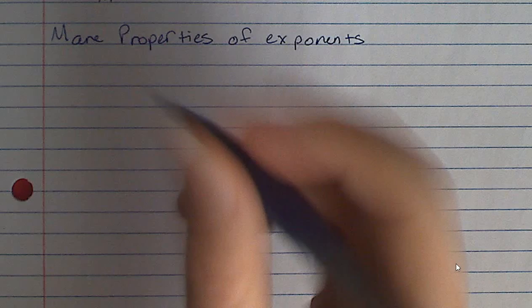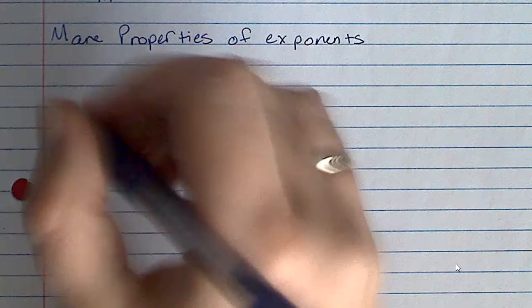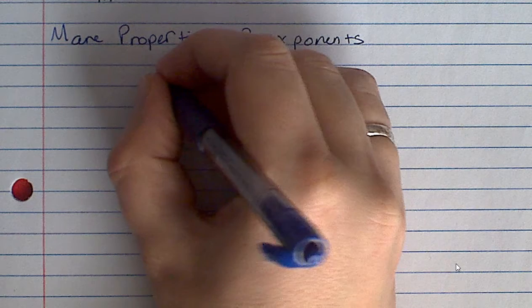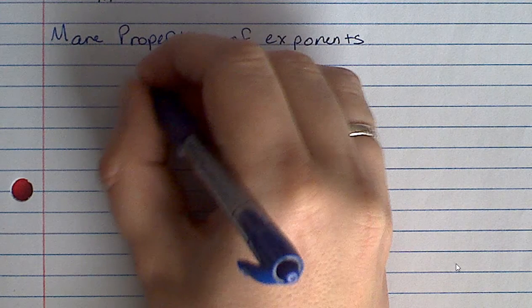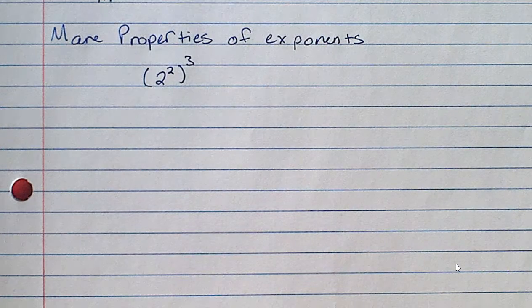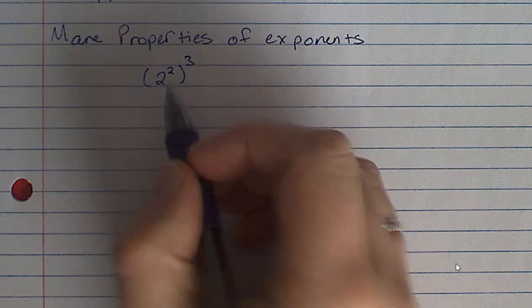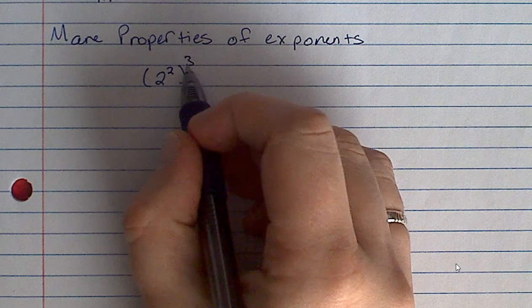So essentially what happens, let's say that I want to do, let's do it with numbers first, and then we'll throw some variables into it. Let's say I want to do 2 squared, and then I want to take this and raise it to the third power. So I want to do 2 squared to the third power. I know, it's a little scary, right? So that means I'm taking 2 squared times itself 3 times.